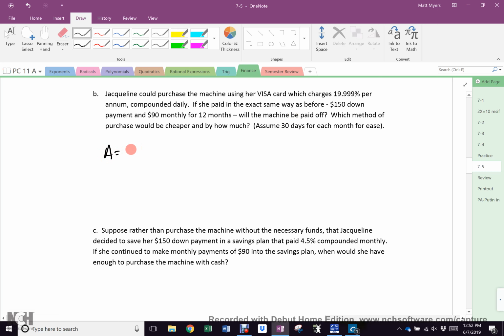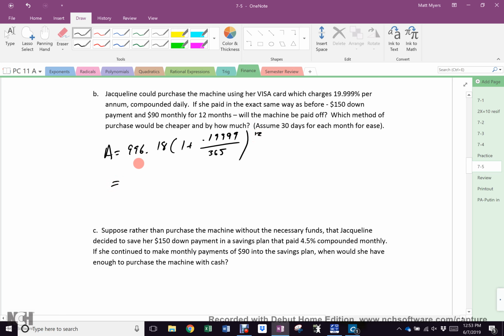How much did she borrow on the credit card? She was trying to buy the machine, so she needed the $996.18, right? 1 plus 0.19999, 19% over what? 365 because it's compounded daily, right? And since it's a credit card, it's every month that the interest goes on it, right? So what goes here? No, it's every month. Every month. She's taking 12 months to pay it off.